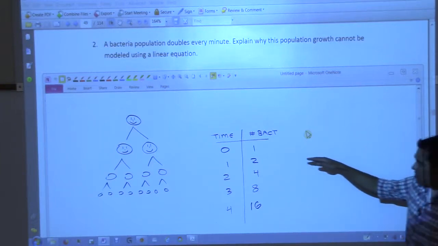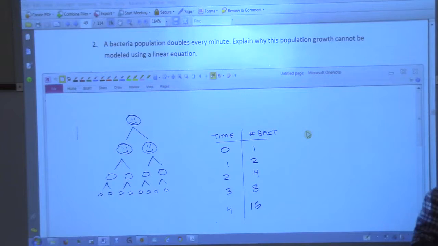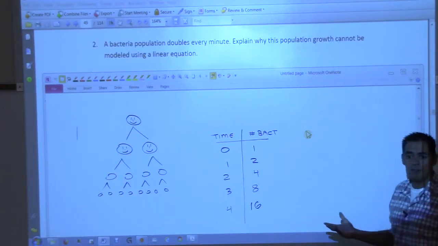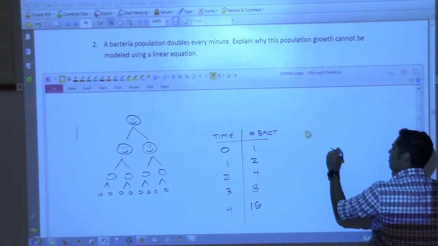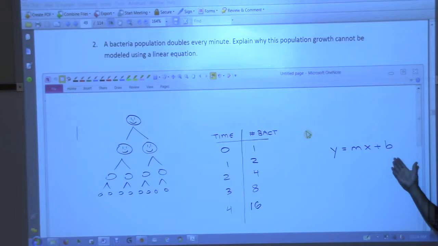What's happening as time increases, each step, what happens to the number of bacteria? It doubles, right? Why can we not use a linear model for this? Why can we not use something that looks like this? Not constant. What's not constant?